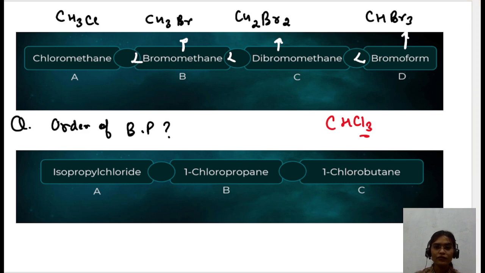Okay, there's a first question for you. What is the IUPAC nomenclature for this isopropyl chloride? What is it really? 2-chloropropane, okay. 2-chloropropane. Okay, not bad.